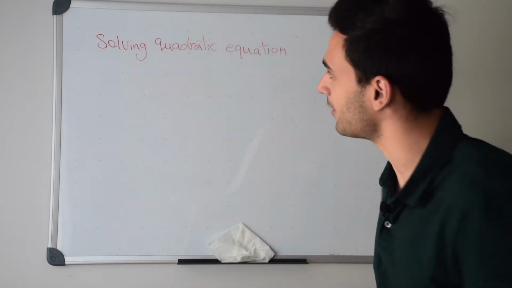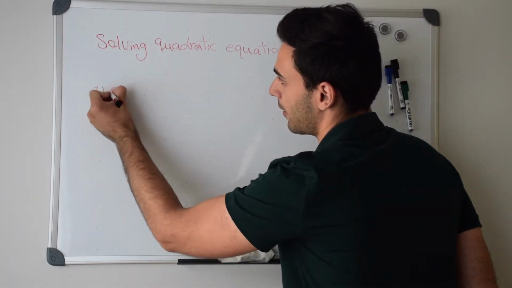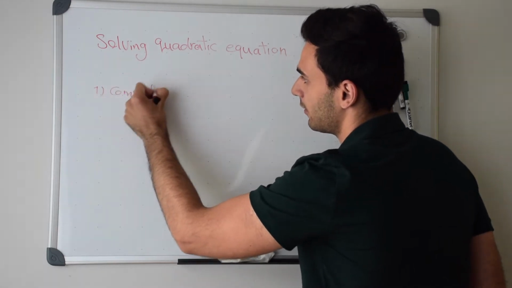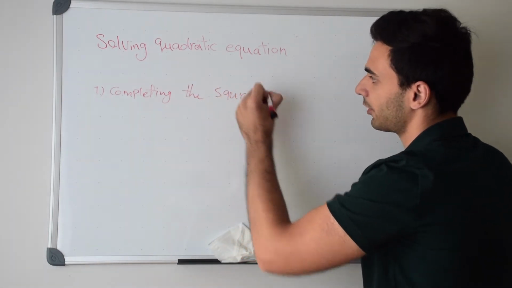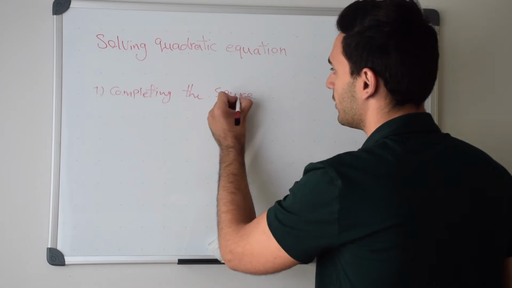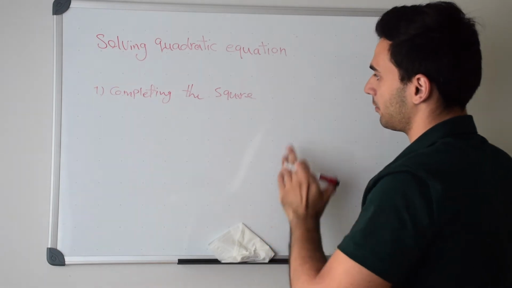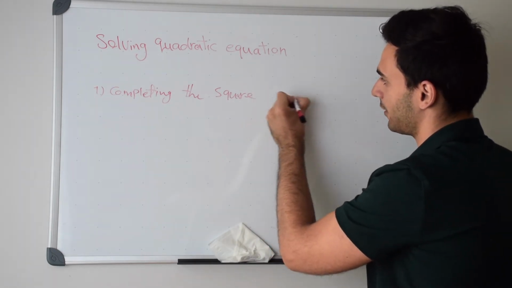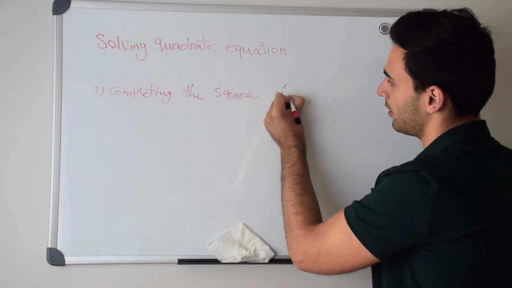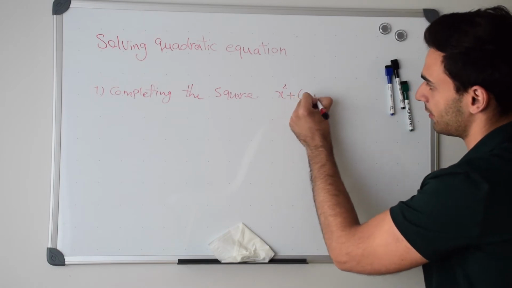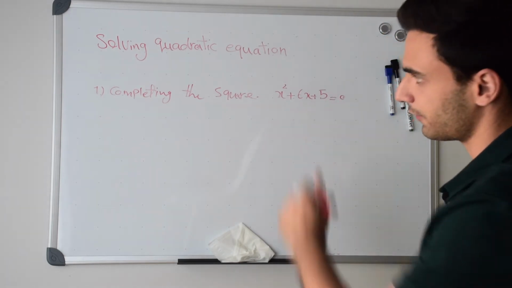Alright, so let's jump right in. I'm gonna show you the first one right now: completing the square. And in order to do that, I'm gonna make an example. So I have an equation, x squared plus 6x plus 5 equals 0. Now, how can I solve that?